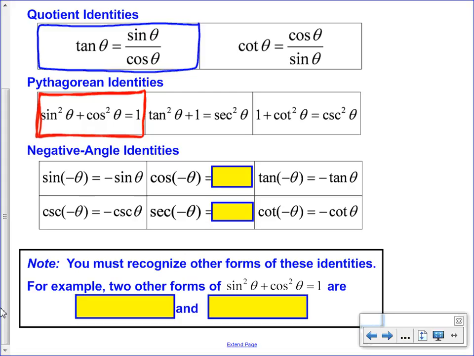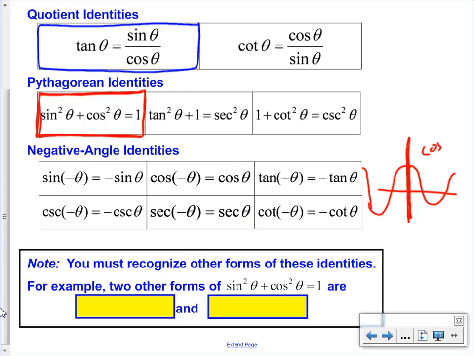Cosine is slightly different because cosine starts over here and continues over here. Since it's symmetrical, if you split it in half, it's an even function. So no matter what, if the x is negative, the y will always be positive and vice versa. So cosine of a negative is positive cosine. Negative angles don't mess up cosine. Same thing for secant.